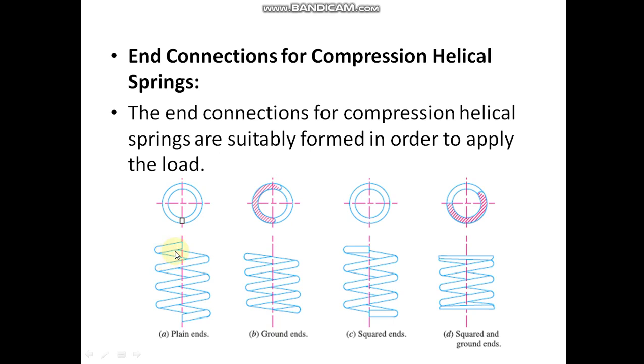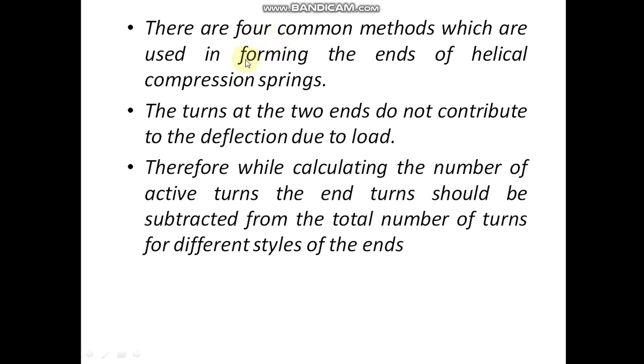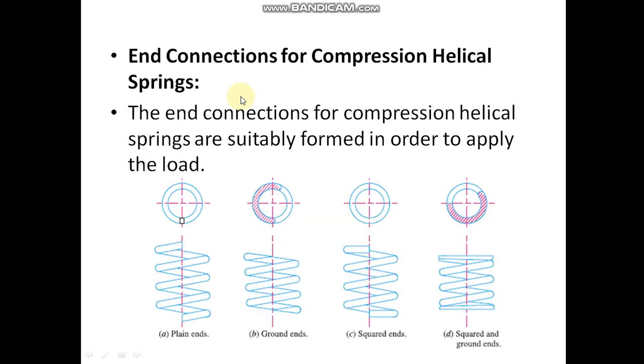So you can see the difference. This is plain end, and there is the grinding that has been done, and it is called ground ends. This is completely straight, that is squared ends, and this one is squared and ground ends. So there are four common methods which are used in forming the ends of the helical compression springs. So four we have discussed here: plain ends, ground ends, squared ends, squared and ground ends.